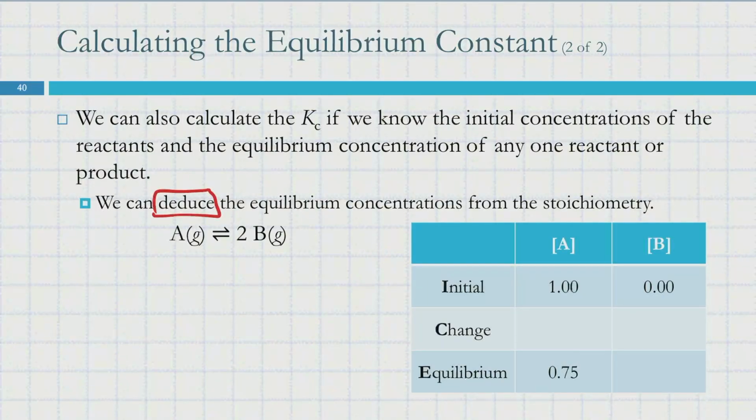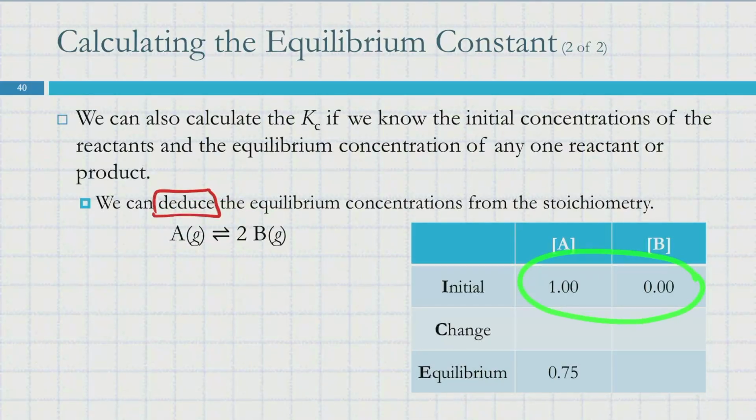And the nice thing about using an ICE table using this method is that we only have to know the concentration of maybe one thing at equilibrium, as well as our starting state, which we should know how much we put in, and then we can calculate the rest if we know the equation. All right, so we've got our balanced chemical equation, A in equilibrium with 2B.